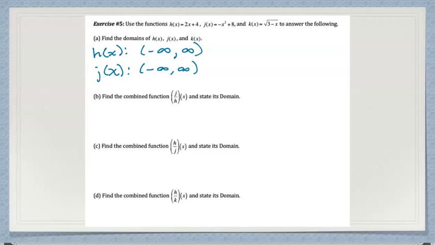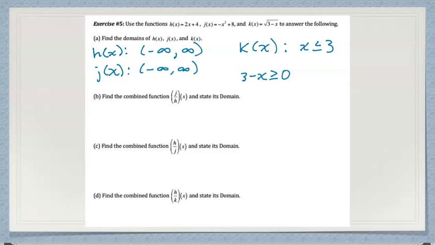The domain of k of x is a little more complicated because I have a square root, and I'm not allowed to take the square root of anything less than 0. So in order to find that domain, I have to say 3 minus x has to be greater than or equal to 0, because anything less than 0 wouldn't work. So my domain for k of x is all x's less than or equal to 3. Now I have domains for each of my functions individually.